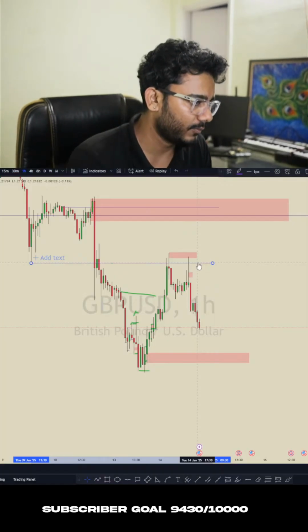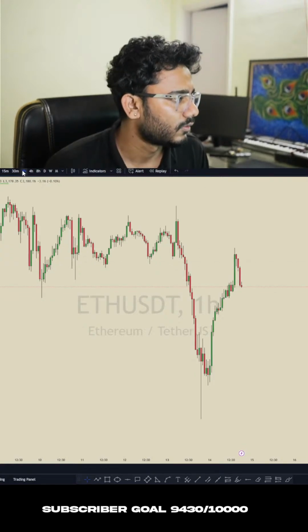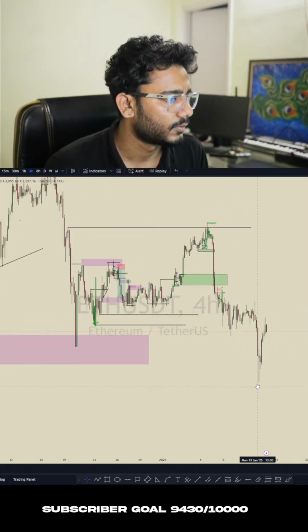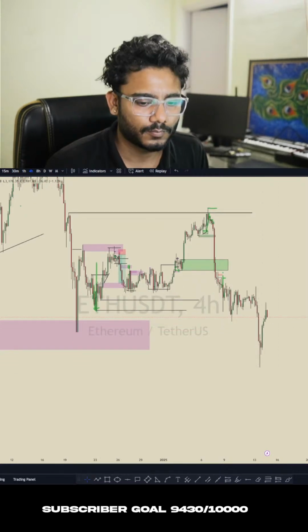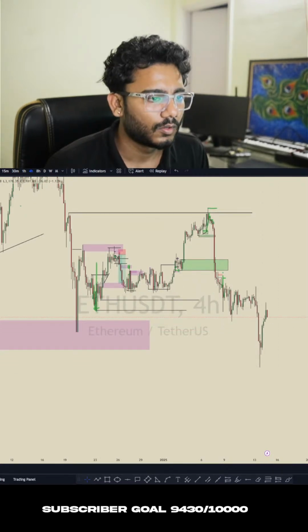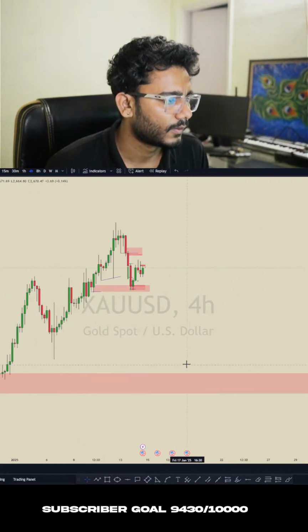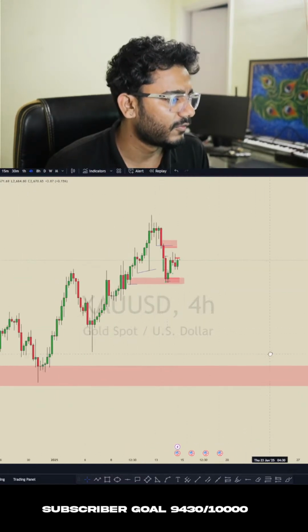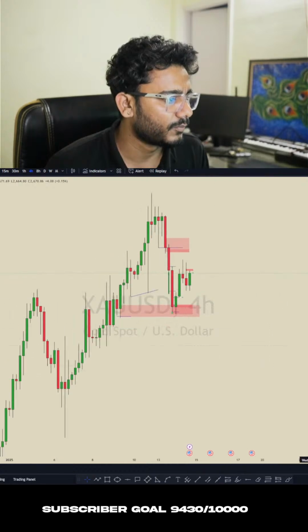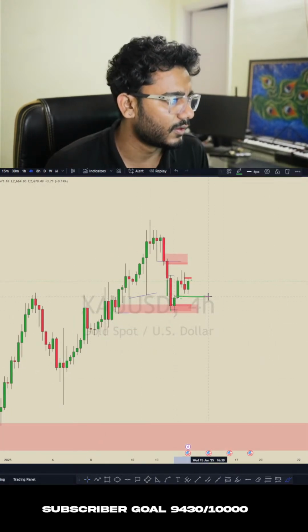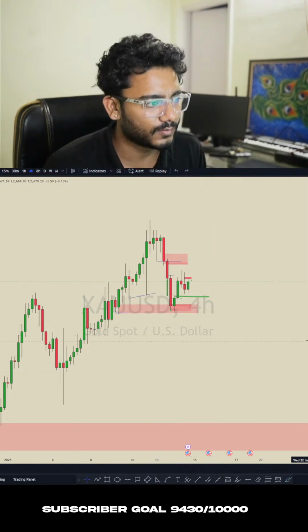Let's look at Ethereum. Low levels are not good, like on gold, because on higher time frame we can see price has already tapped the demand zone. Let's look at it like this. We can see a 4-hour imbalance here. That's why I'm looking for a buy side entry, and price has already swept these lows. That's why I'm looking for buys.